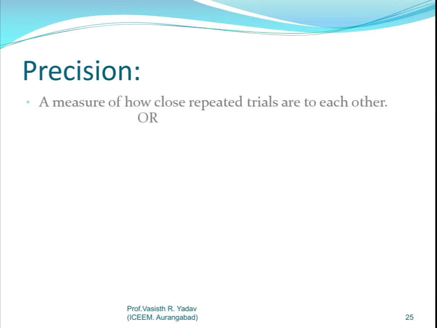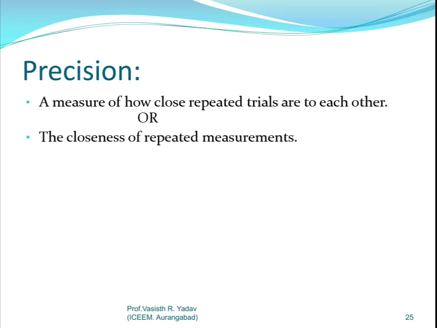Now secondly, the second term is precision. Generally students get confused between these two terminologies, accuracy and precision. We have defined accuracy as the degree of closeness of the measured value with respect to the true value, right? Now the second term is precision. Precision is specified as the measure of how close repeated trials are to each other, or the closeness of repeated measurements. Suppose for example I manufacture a steel plate in my industry and we have mass production.